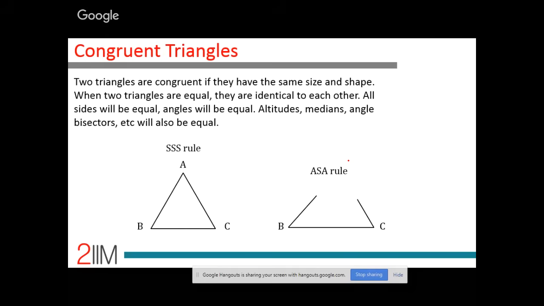Why not? If 2 angles are equal, third angle will also be equal. Sum of 3 angles is 180. So ASA and AAS are both fine, but it has got to be SAS. It cannot be SSA.